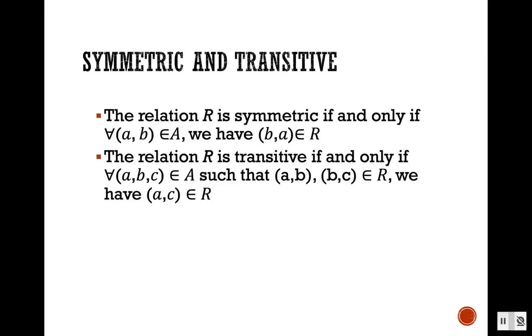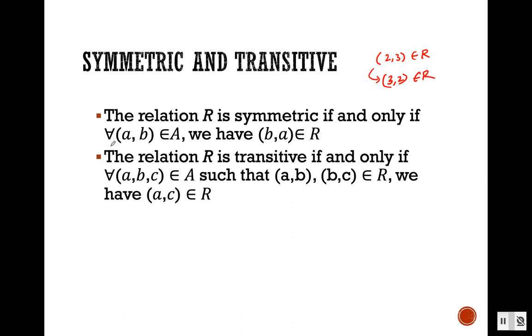Hello everyone. So here we are going to see the example of symmetric and transitive relationship. A relation R is symmetric if and only if for all (a, b) belonging to R, we also have (b, a) belonging to R. So if we find an ordered pair like (2, 3) in the relation R, then we can say that this is symmetric if we also find that (3, 2) belongs to R.